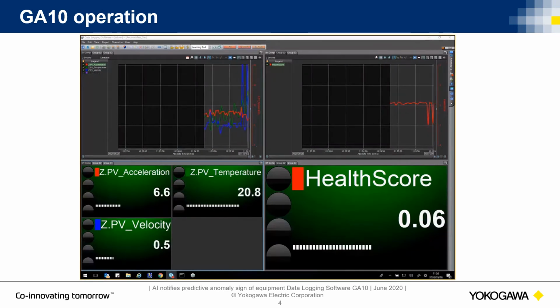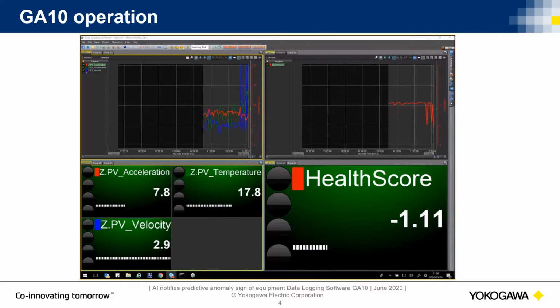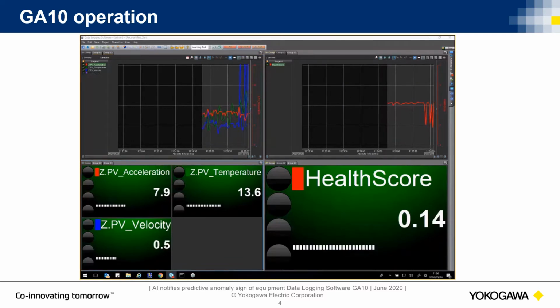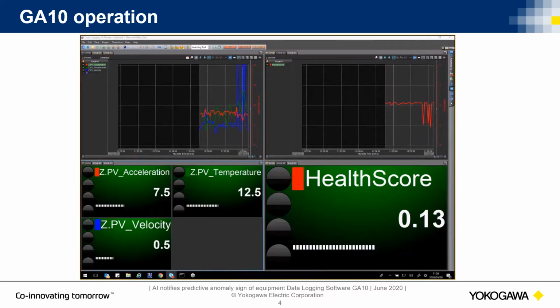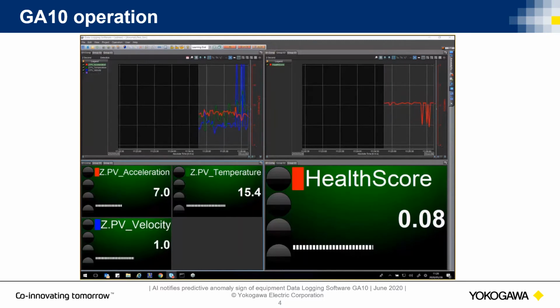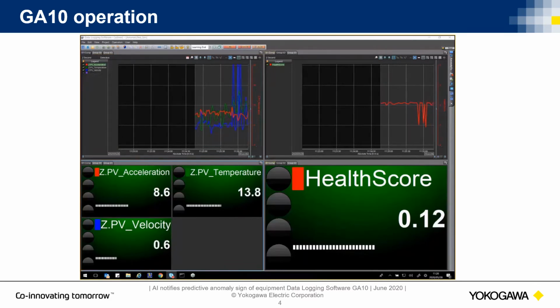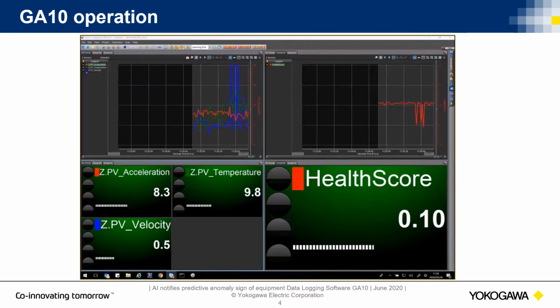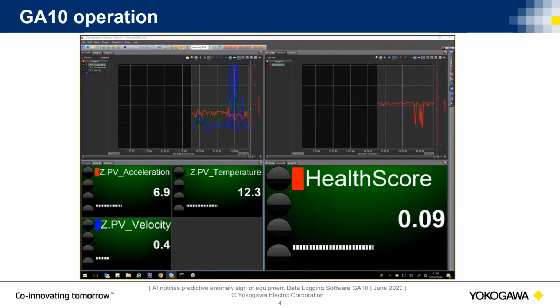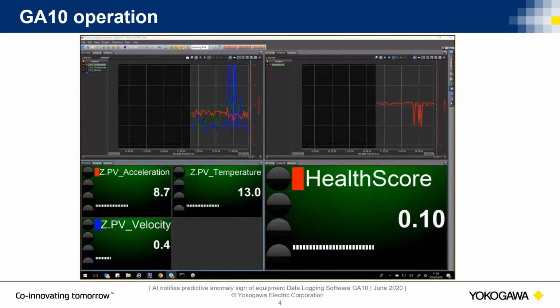This is the actual monitoring screen. The left side shows an asset data trend graph and digital monitor. The right side shows the health score, which indicates how much anomalies are happening in the trend graph and digital display. A health score of 0 or more means normal, and less than 0 means anomalous. The smaller the value, the larger the anomaly.